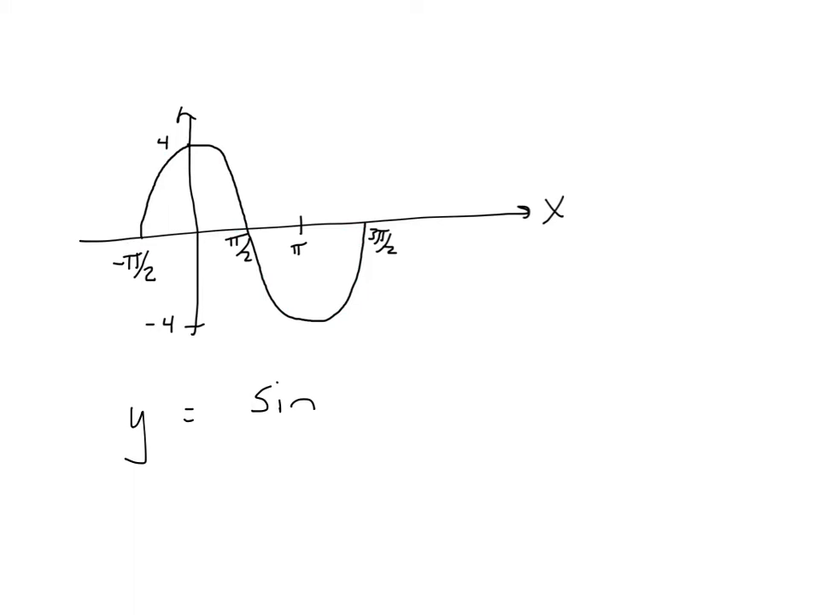Now, as far as the amplitude, this is 4. So my amplitude is 4. Frequency comes from the period. This is where you've got to be careful, because part of this graph is to the left of the axis and the rest of it is to the right.